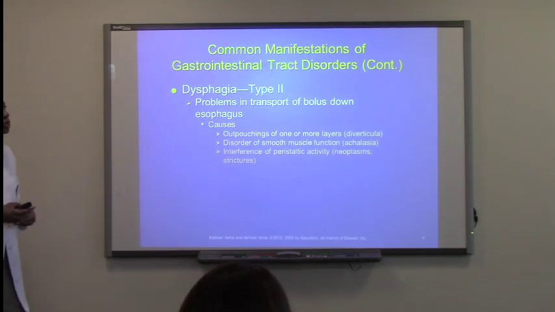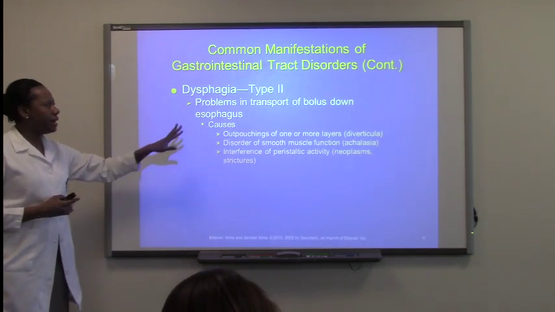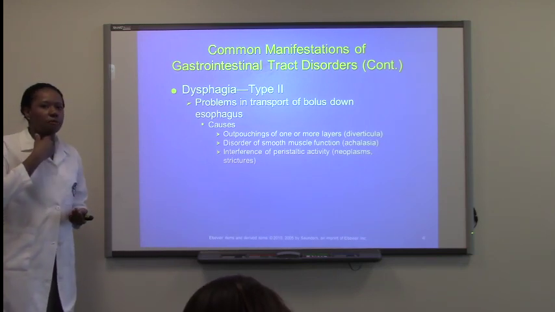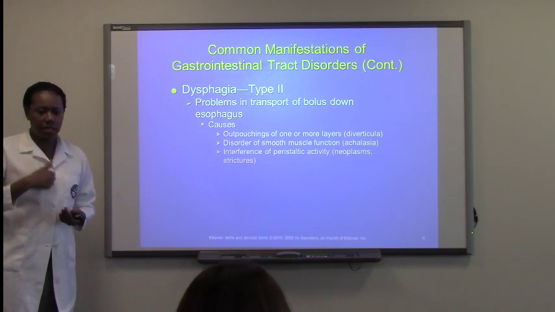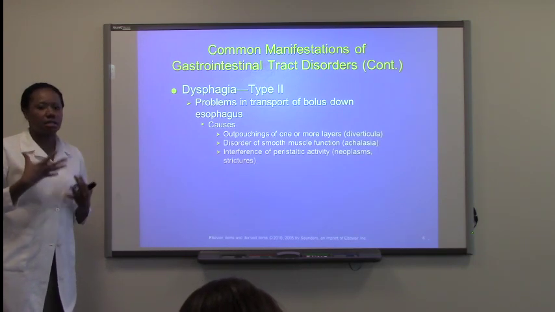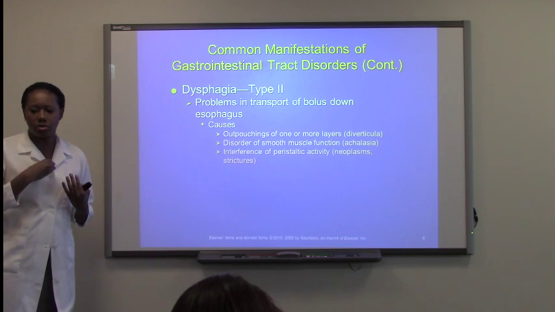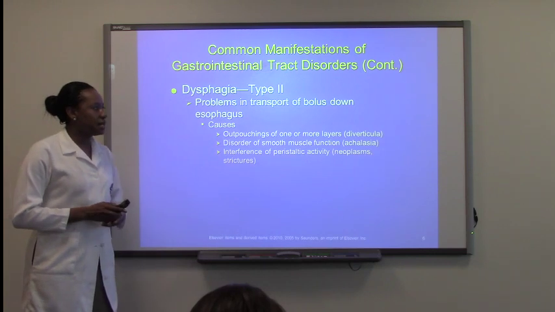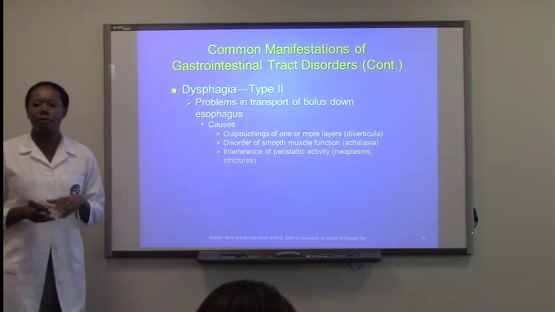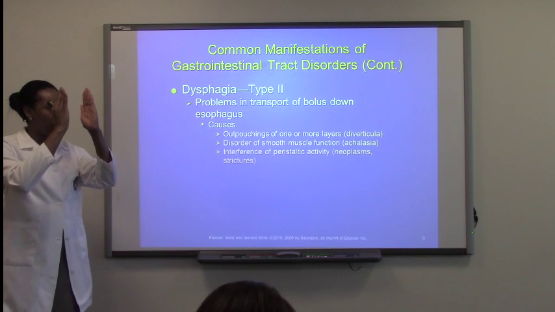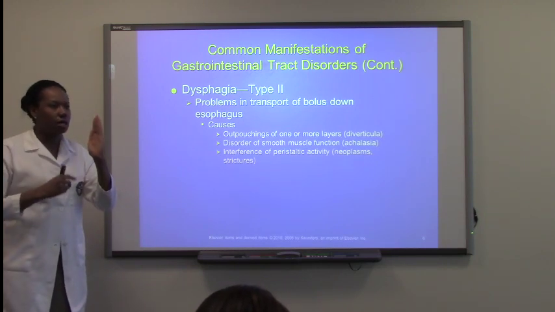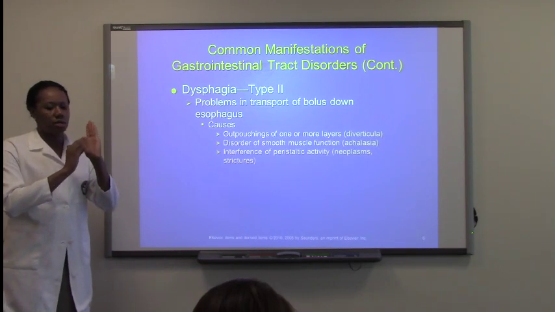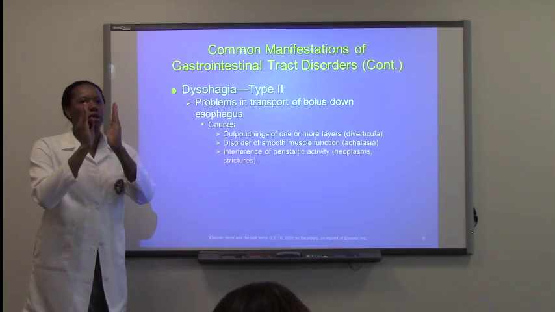Type 2. Type 2 is a little different, whereas the problem is the transport of the bolus. So the bolus that's in the oropharynx is now trying to get to the esophagus or down the esophagus, but it gets stuck somewhere or something is causing it to not move forward. Okay. So they give you some causes here, something called the diverticulum. Diverticulum is, say for example, if we look at the GI tract and the GI wall, as you know, has 4 layers, and we'll go over that in a little bit when we get into, I think, ulcers. So 4 layers of the GI wall.